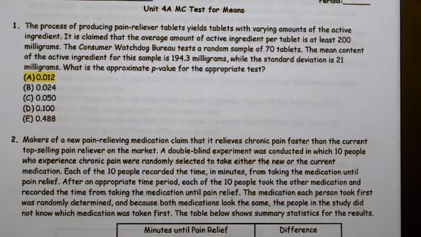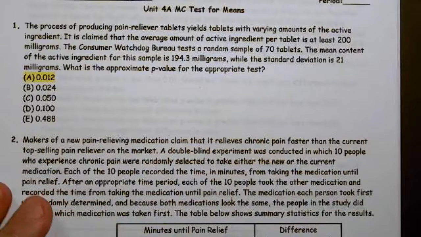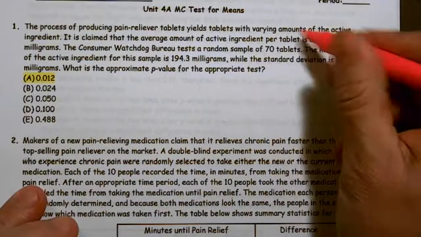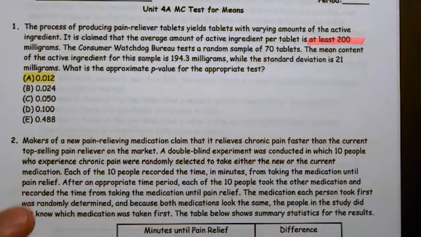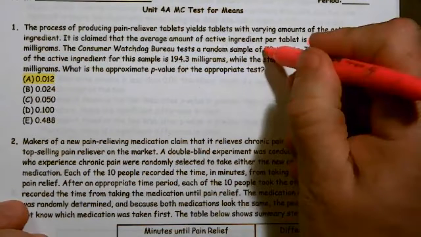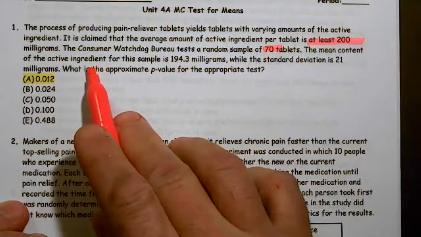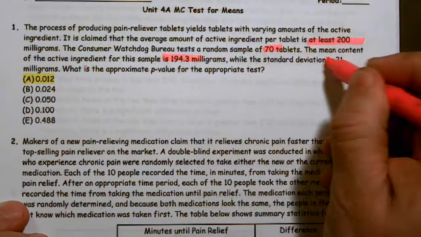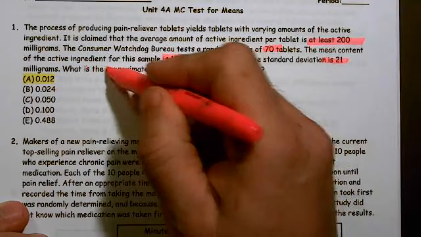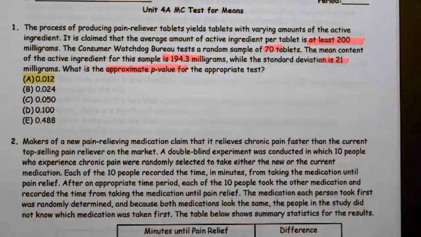So the process of producing pain reliever tablets yields tablets with varying amounts of the active ingredient. It is claimed that the average amount of ingredient per tablet is at least 200 milligrams. I'm going to go ahead and highlight that because we're going to come back to that and need to talk about that in a moment. So that's our claim. The Consumer Watchdog Bureau tests a random sample of 70. That's also important. The mean content of the active ingredient for this sample is 194.3 with a standard deviation of 21. What is the approximate p-value for the appropriate test?